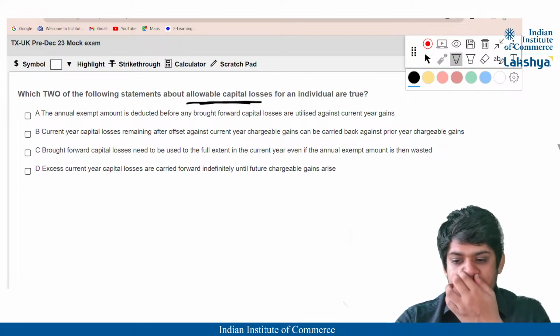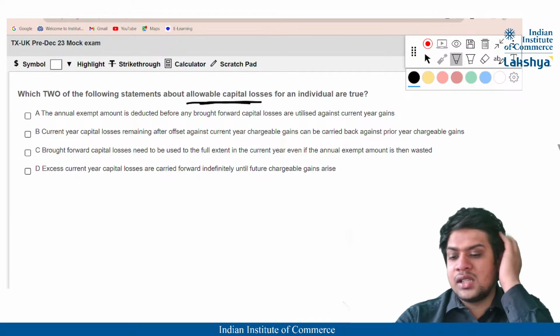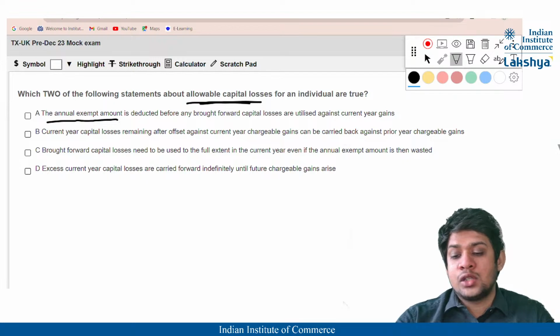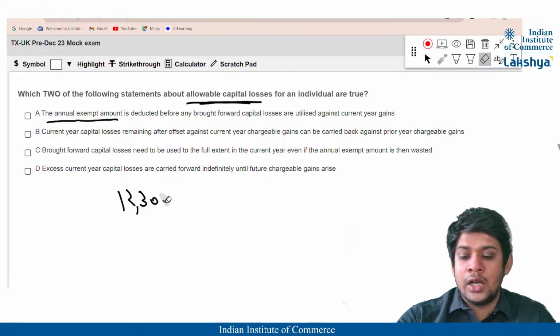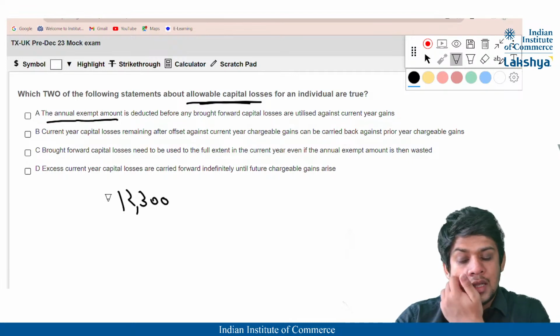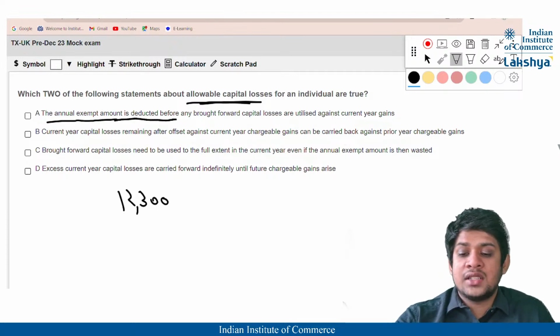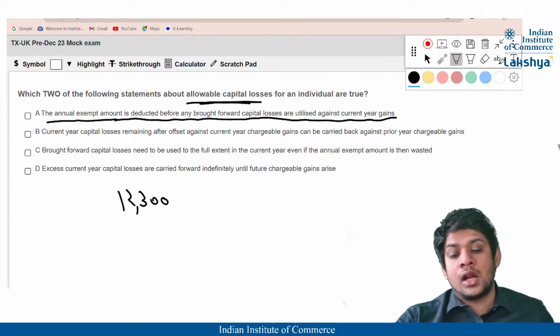Now, let us see what they are asking for firstly. So, you have to tell which of the following two statements are actually true. The annual exempt amount, that is 12,300 given every year for my chargeable gains, as a deduction like the personal allowance is given. For capital gains, your 12,300 annual exempt amount is given. That is deducted before any brought forward capital losses are utilized against the current year gains.